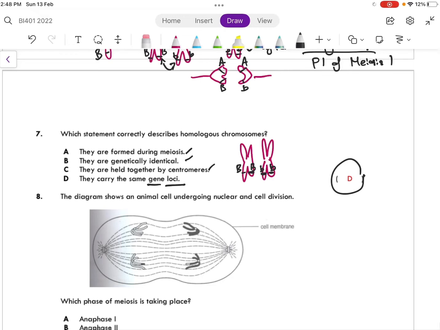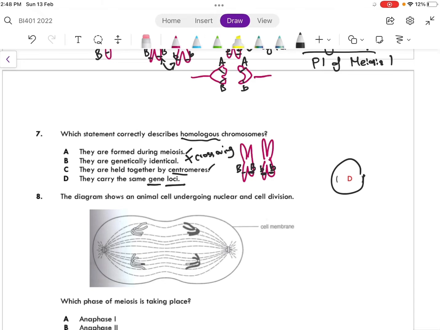Okay, so is A wrong? They are formed during meiosis. No, homologous chromosomes are not formed during meiosis. B, they are genetically identical. Not necessarily. Remember, crossing over can take place, which will result in them not being genetically identical.